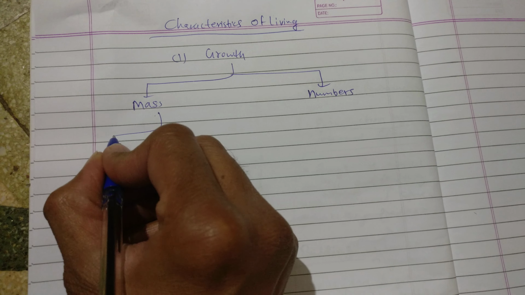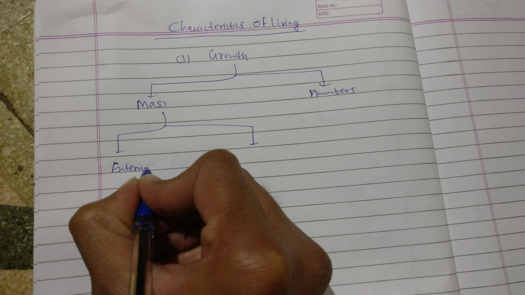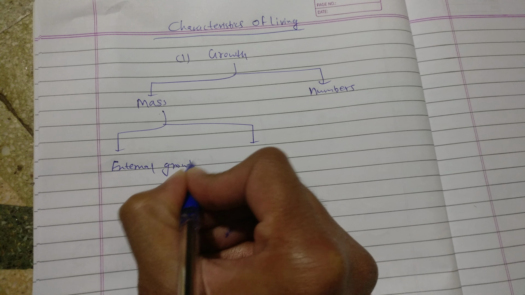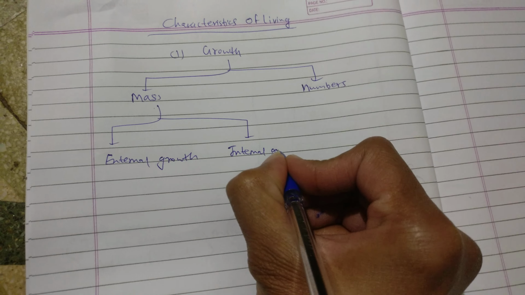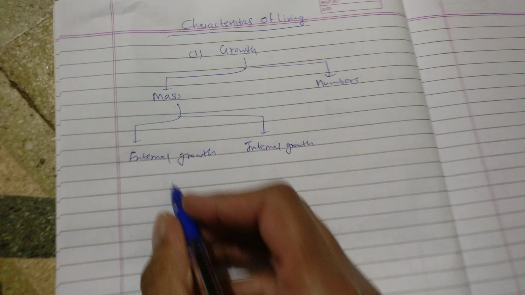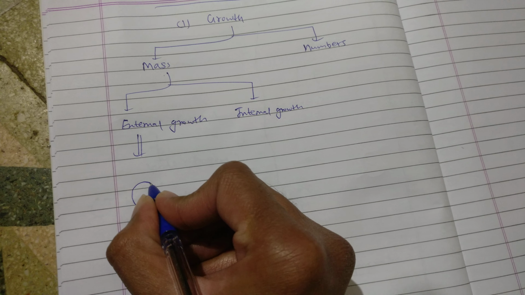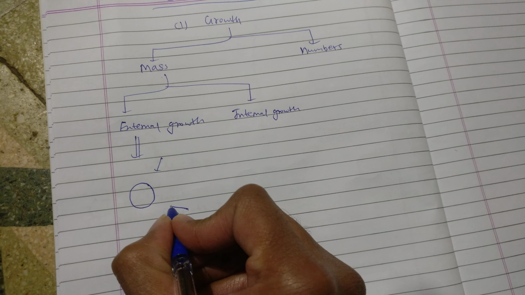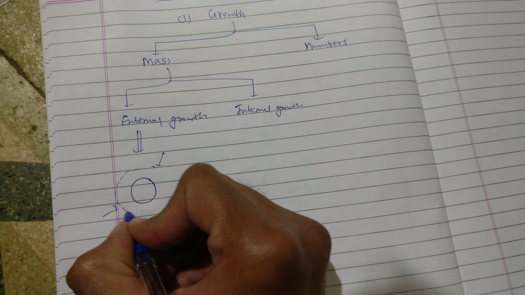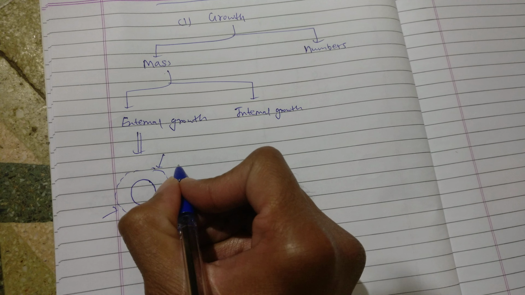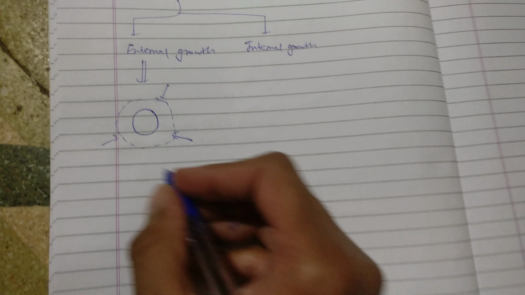Growth by mass is again of two types: external growth and internal growth. External growth: this is the initial size, but due to external growth this becomes larger. The external growth is due to deposition from outside or layer formation.